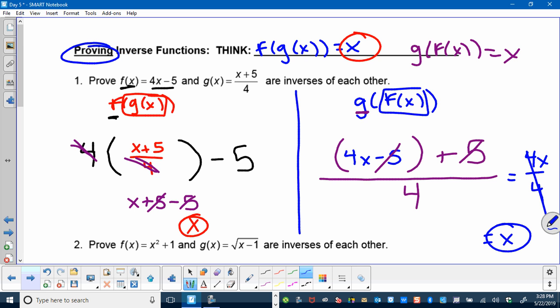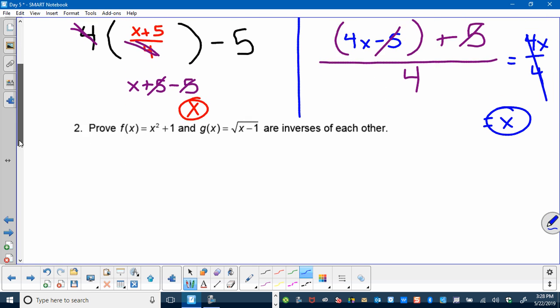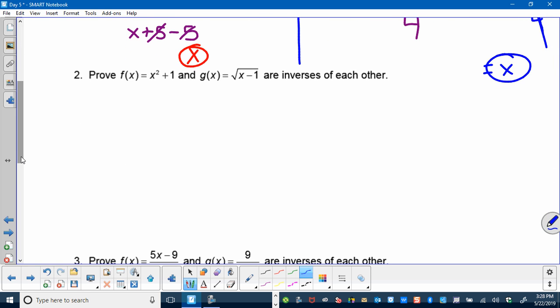So did you get x for both? Yes, that means yes, these are inverses. So you did all of that work just to write yes at the top. No, just kidding. You proved to me that you really know how to solve these problems. And you know that an inverse means everything should cancel. Okay, similar things are going to happen for number 2.